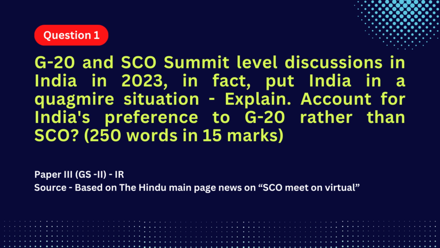The source is based on The Hindu main page news on the SCO meet being virtual. India decided to conduct this Shanghai Cooperation Organization meeting virtually rather than in Delhi. This was the important main news on the main page of The Hindu yesterday. Based on this, I framed a question. I repeat the question again: G20 and SCO summit level discussions in India in 2023 in fact put India in a quagmire situation. Explain. Account for India's preference to G20 rather than SCO.